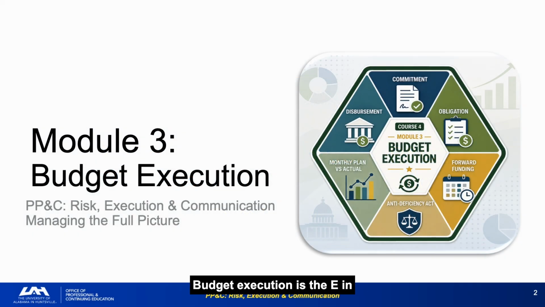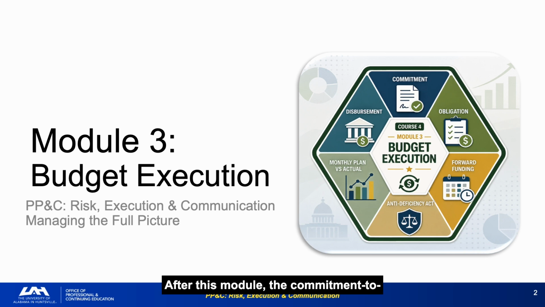Budget execution is the E in PPB, the phase in which appropriated funds are committed, obligated, costed, and disbursed through a system of controls, legal requirements, and monthly plans. The distinction between receiving an appropriation and being able to spend it is not administrative. It is structural. Understanding the four-step cycle is the difference between managing money and just tracking it.